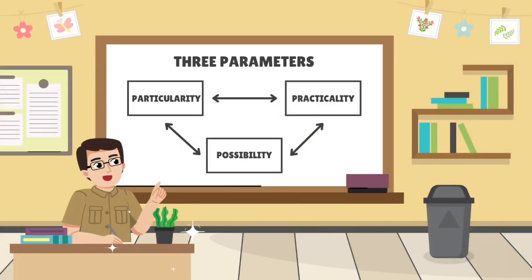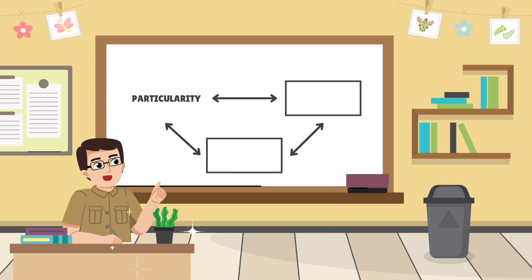This new perspective is based on three important principles. First, particularity. Every classroom is unique. Second, practicality. Teachers learn from their own teaching experience. And third, possibility. Teaching should empower students, not just academically, but also socially.